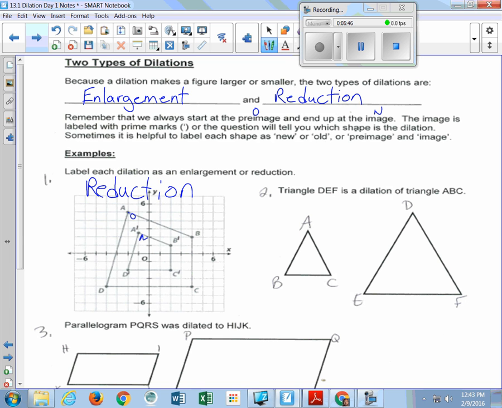Okay, number two, triangle DEF is a dilation of triangle ABC. It says that this one is a dilation of this one. So this is the old, and this is the new. So I went from smaller to bigger, so that is an enlargement.